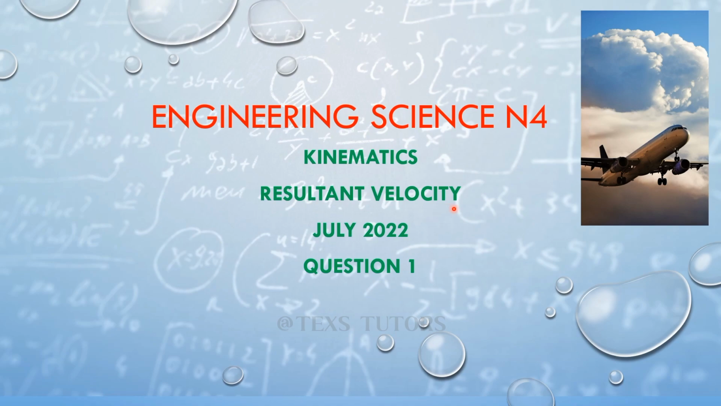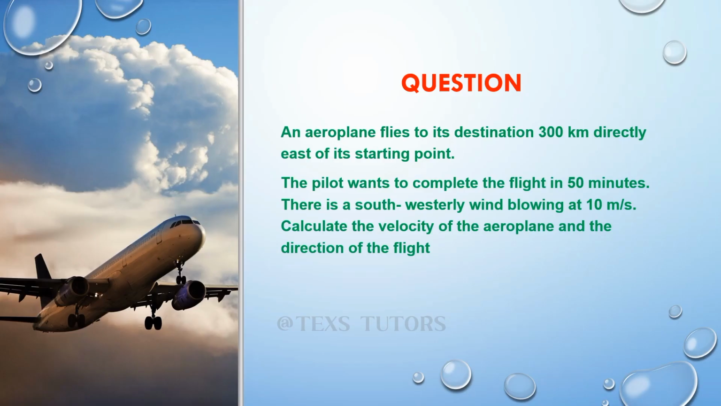This question is taken from the July 2022 past exam paper, question number 1. It reads as follows. An aeroplane flies to its destination 300 kilometers directly east of its starting point. The pilot wants to complete the flight in 15 minutes. There is a southwesterly wind blowing at 10 meters per second. Calculate the velocity of the aeroplane and the direction of the flight.